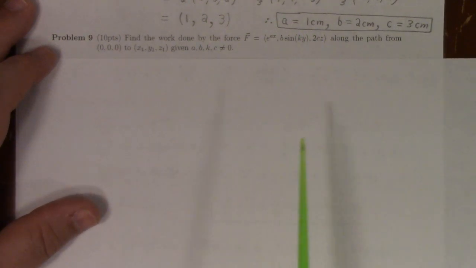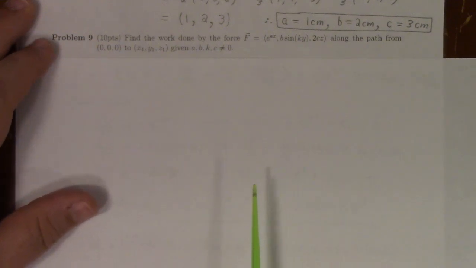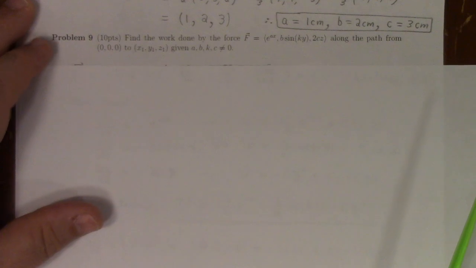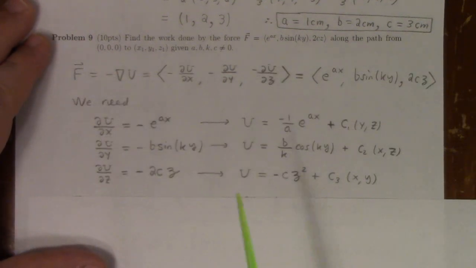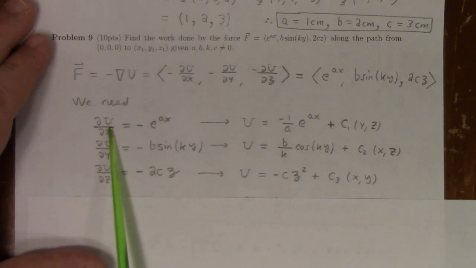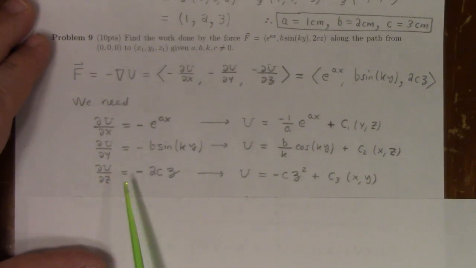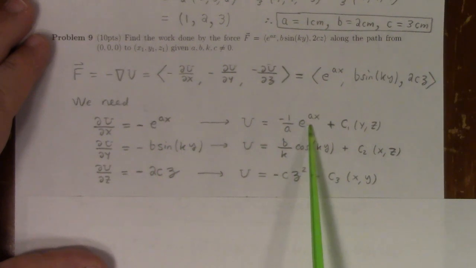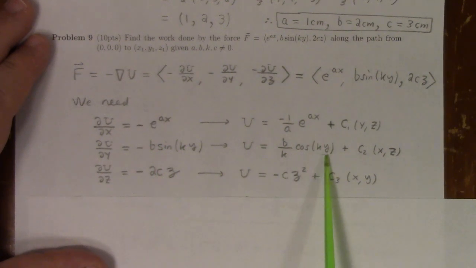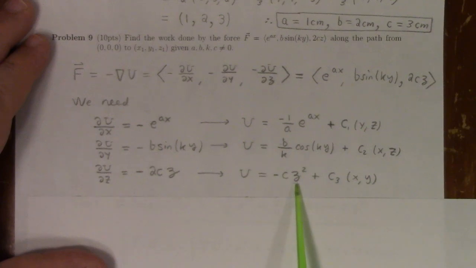So you have to go through the calculus here. It's not that complicated. You just have to find the potential energy function, and that amounts to doing an antiderivative with respect to x, with respect to y, with respect to z. As you do that, it suggests minus 1 over a e to the ax, b over k cosine ky, and minus cz squared.